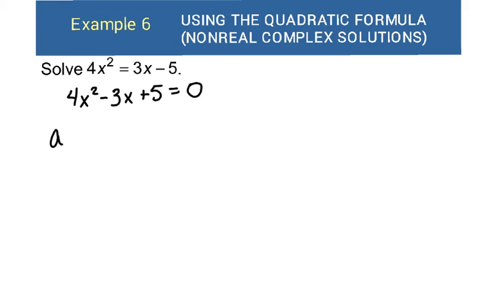Now, let's find our A, B, and C. A is our coefficient of the x squared, so 4. B is the coefficient of our x term, which is -3. And our C is our constant, 5. Now let's plug it into our quadratic formula.